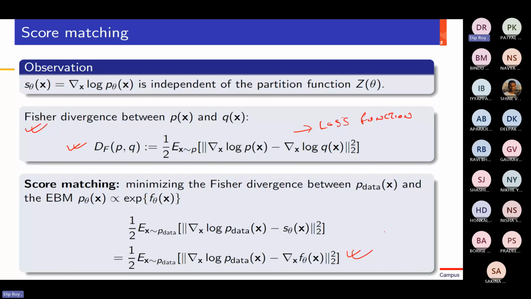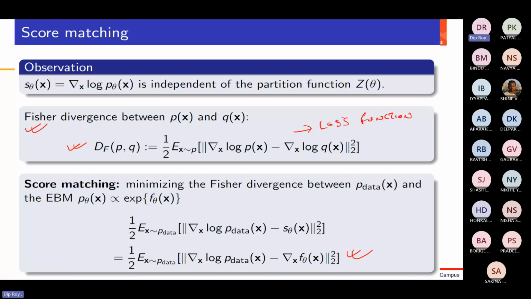Now, the problem here is that we have access to the samples from P data. Okay. But the actual distribution is not known. And that is the same problem. That is, P of data is not known, and hence the quantity cannot be calculated. And if we actually knew P data, then we never had to do any generative modeling. We could have directly drawn the samples. Okay.